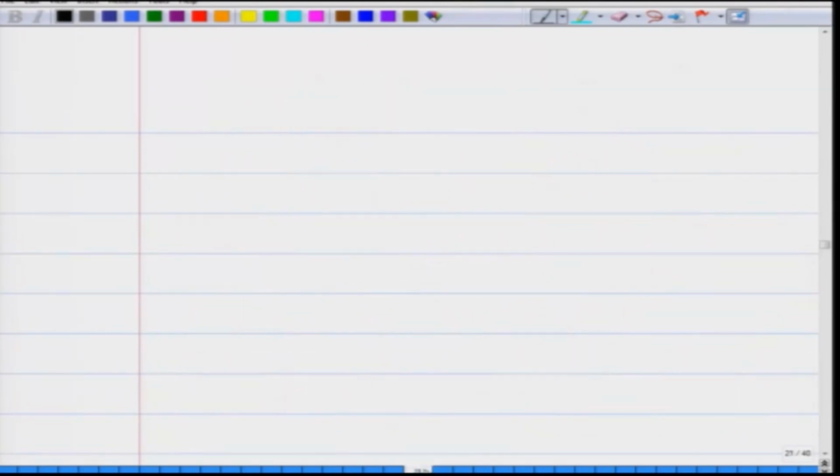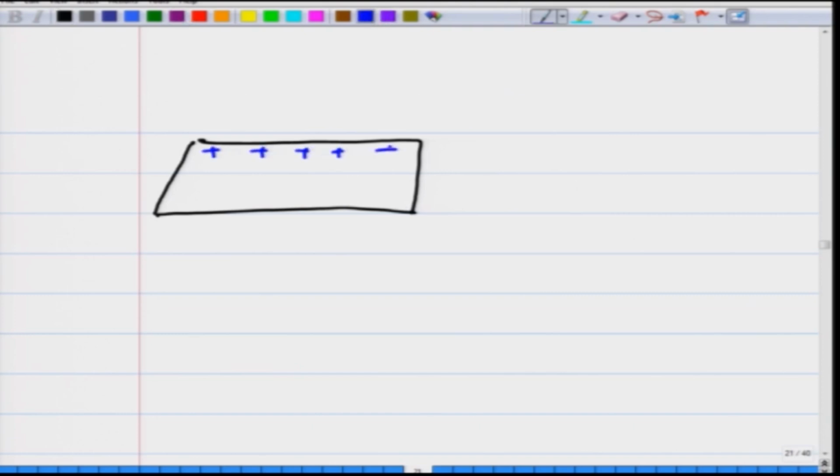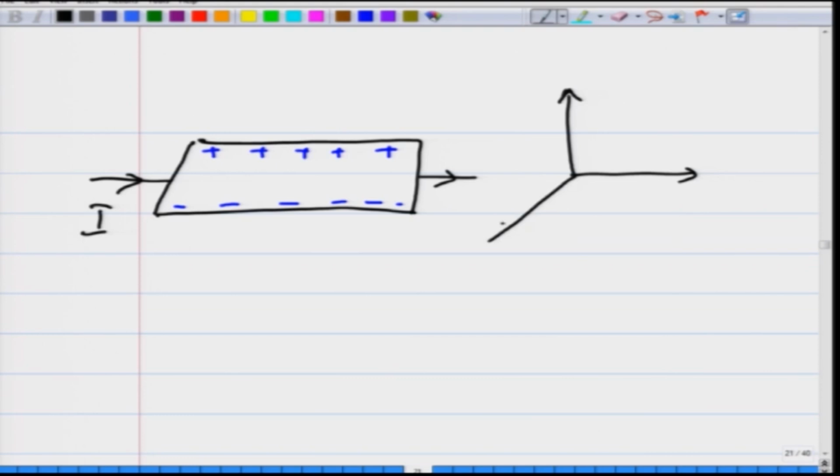So, let us go back to our figure. If we go back to our figure, this is what our sample was. Because of the Hall effect, we had positive charges on this end and negative charges created on this end. The current I was flowing along this direction. This was our coordinates x, y and z.